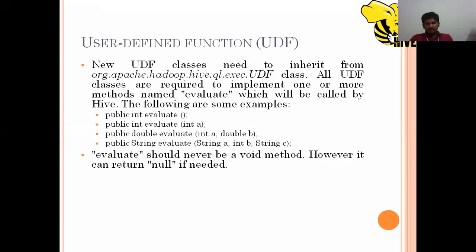public int evaluate with some parameter: a single parameter, an integer parameter, that we pass. Or we may evaluate by using an integer and a double value, two different parameters. And others have string parameters. We can use the string in between, and we may use some integer value.